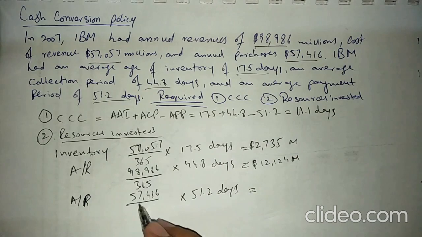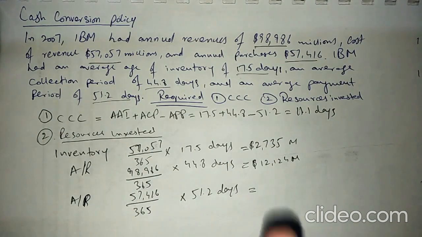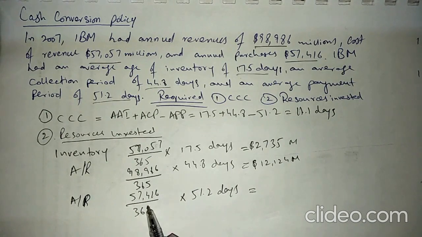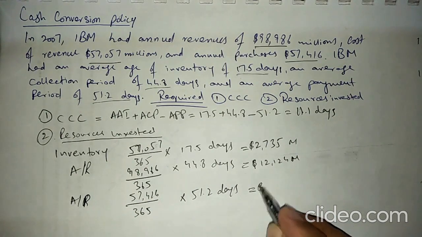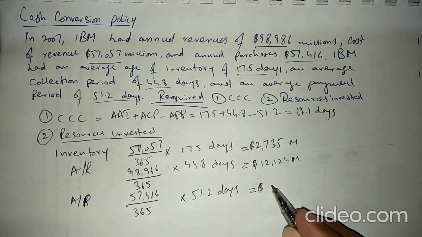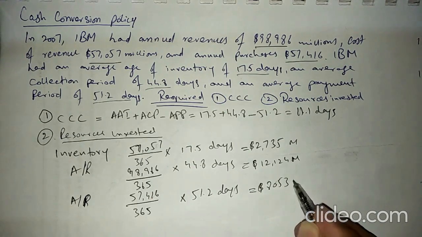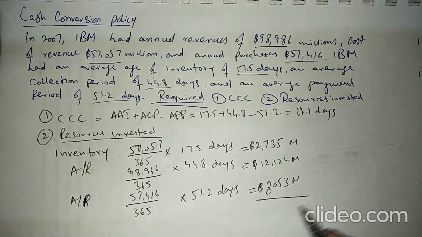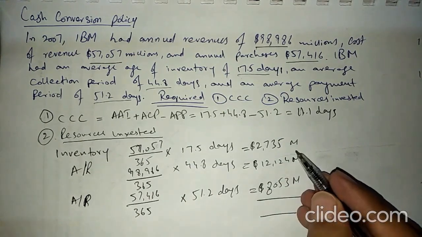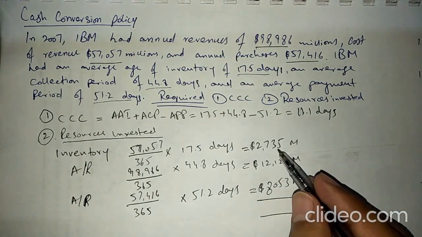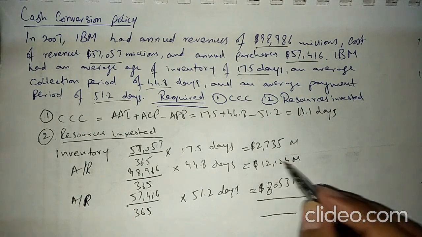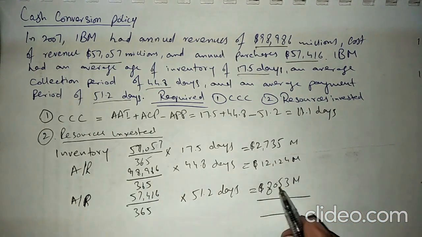57,416. If we divide annual purchases by 365, the answer of this section will be the 1 day annual purchase. So 1 day annual purchase multiplied by 51.2 days, the answer is equal to 8,053 million. So IBM needed this much amount to finance inventory. IBM needed this much amount to finance accounts receivables.